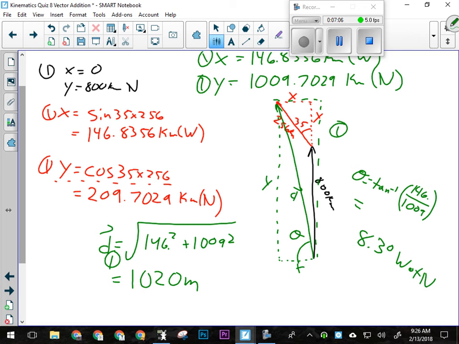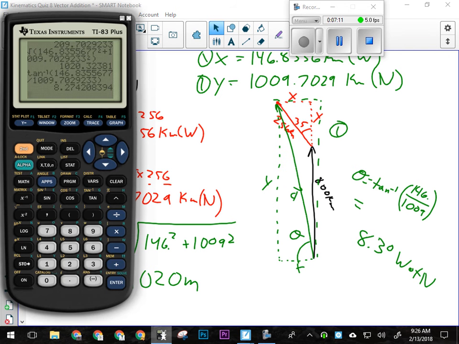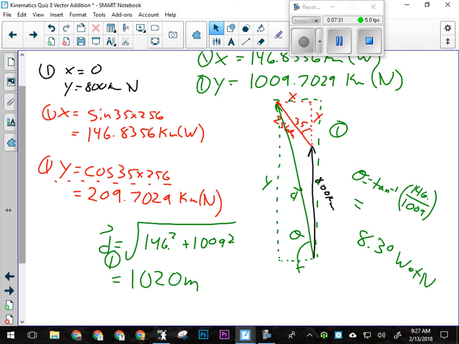If you drew it the way I drew it, then it's going to come out slightly different. It's going to be the complementary angle. So I'm getting 82 degrees. I just wanted to make sure I was getting the same thing here. I'm going to get 82 degrees, and that's going to be north of west.